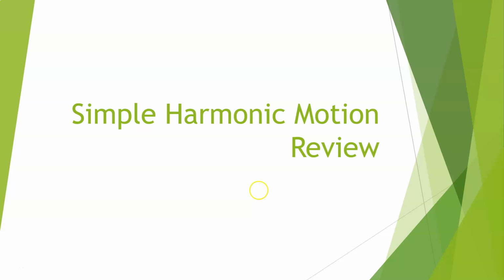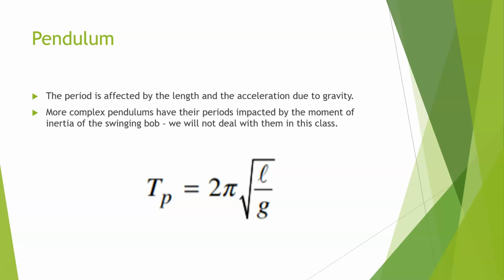Last review for AP Physics 1 is simple harmonic motion. So there are two systems that we talked about. We talked about the simple pendulum, and then we also talked about the spring mass system.